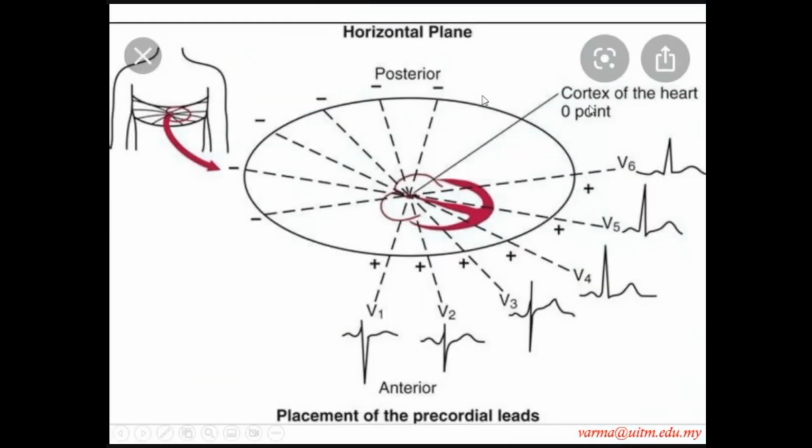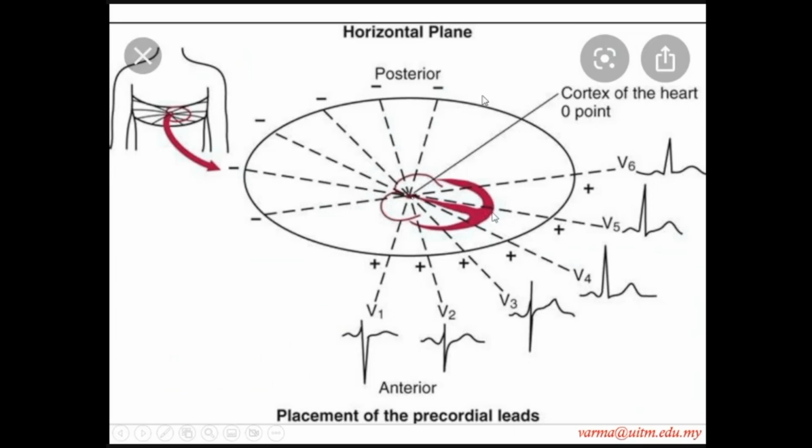Next, this is again the horizontal plane. You can take the center of the heart as the 0 point. Then you have your V1, V2, V3, V4, V5, and V6. This is the vector; we are looking at the heart from the center, the 0 point. Okay, so this is your anterior. You can see V1, V2, V3 is the anterior part. Behind will be posterior. This is your lateral, V4, V5, V6.